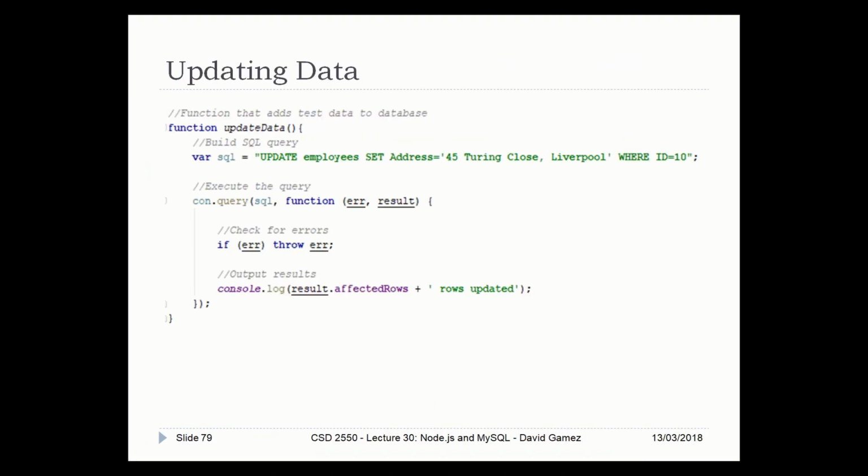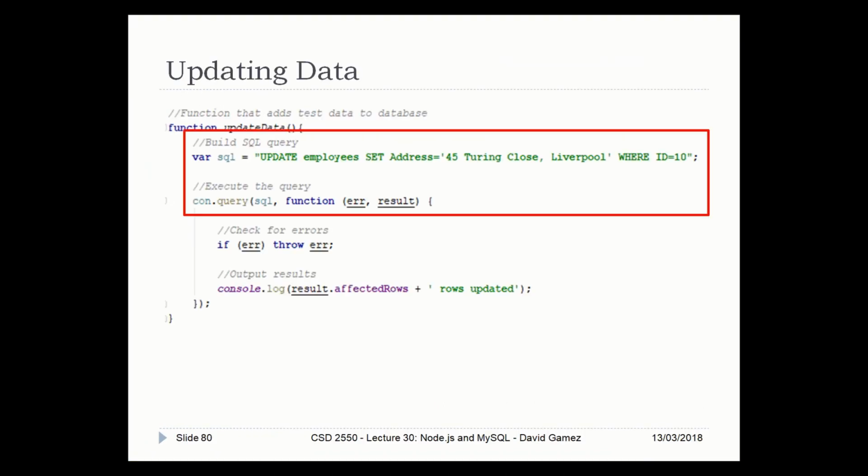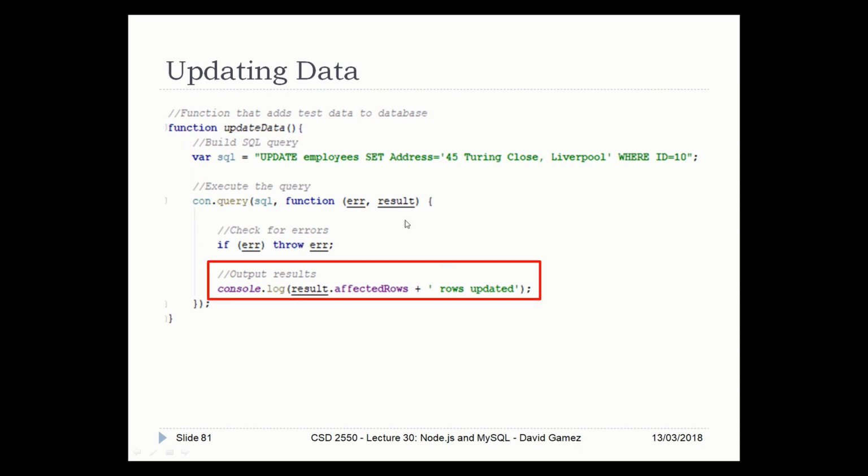Now, updating data, again, it should be no surprise to you. We just build the SQL query doing what we want to do, and if we were sending some data to the script, we could use string concatenation to build a string that had the appropriate SQL query. Then we execute that, and again, we can use the result to figure out how many rows were affected and how many rows were updated and so on and so forth.